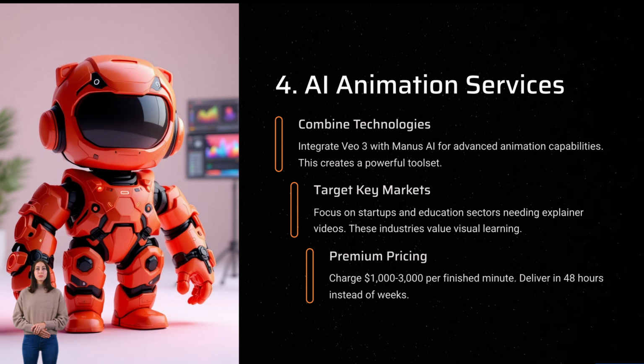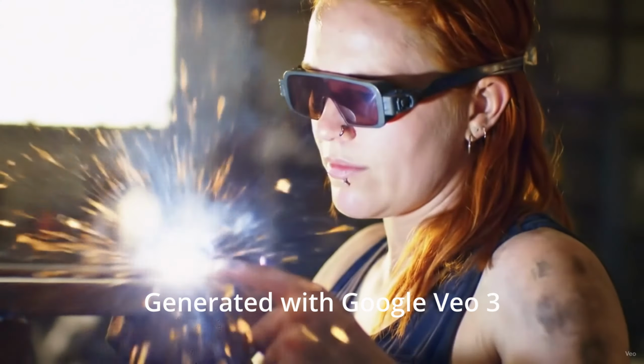Yes, per minute. Why? Because traditional animation takes weeks and costs much more. With Veo 3, you can deliver in 48 hours, which is practically unheard of in this industry. Fast turnaround becomes a selling point, not a compromise. Imagine delivering a 3-minute animated explainer for a SaaS company. That's potentially a $9,000 job you could complete in just a few days. The client gets modern, sharp-looking video, and you get paid well for your creative efficiency.